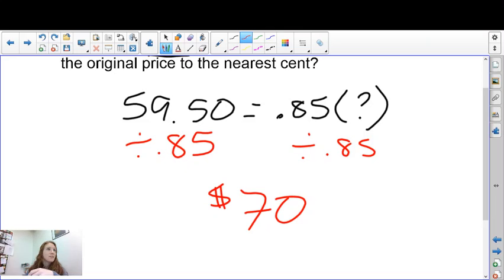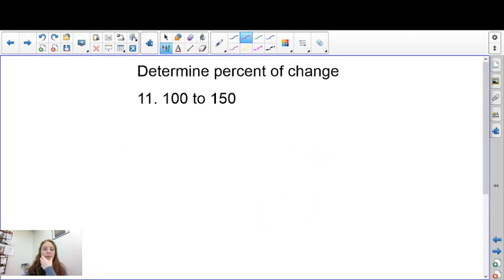Woo, we got the first 10 done. Let's do the next 10. Determine the percent of change. So we're either going to have an increase or decrease. And since I'm going from 100 to 150, we should automatically know that my number is getting bigger, so I should be increasing. So right away, you can cross off anything that says decrease. So get rid of A.